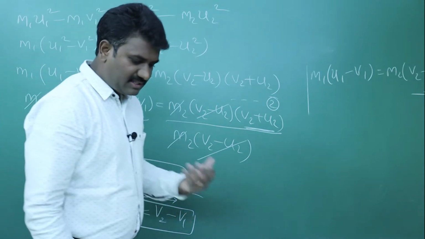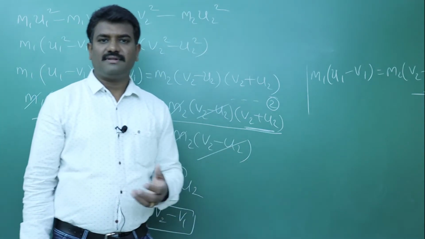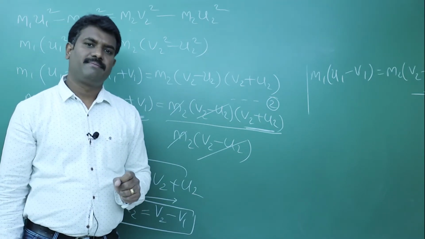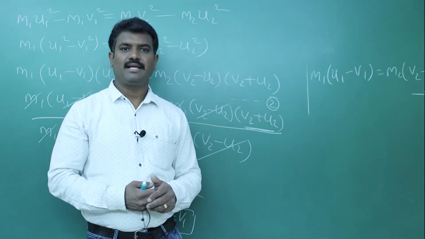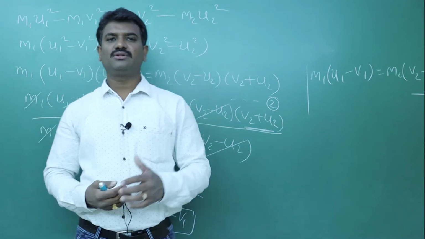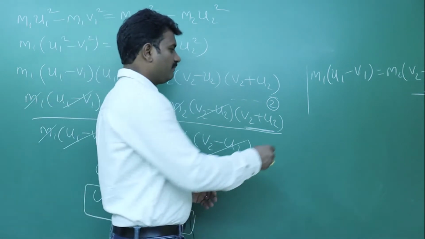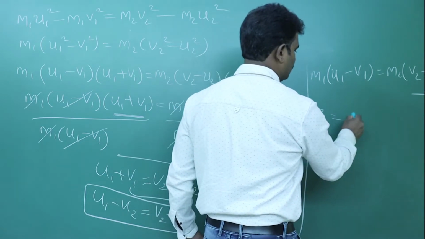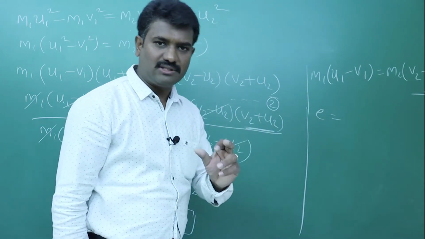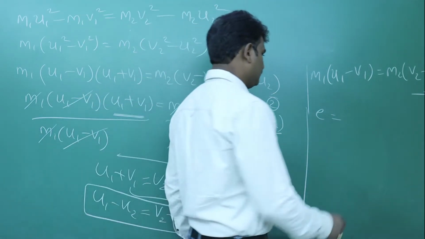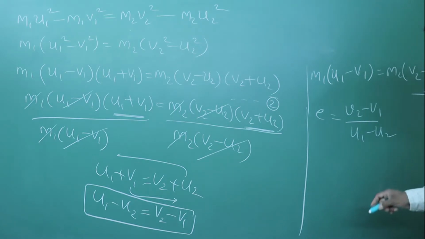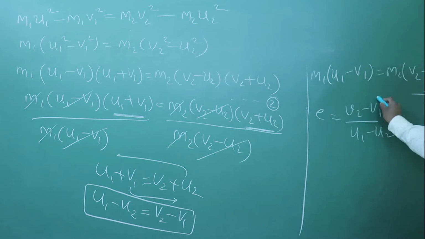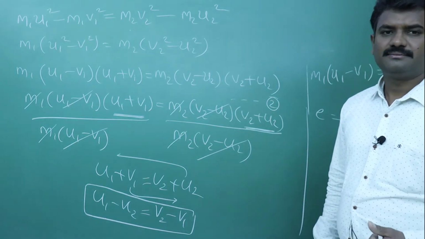In some exams they may ask you to prove that the coefficient of restitution is equal to 1 in case of elastic collision. If they ask like this, just do one more step, otherwise ignore that. So if they ask you to prove that E is equal to 1, what do we have to do? As per the definition, E is the ratio between the relative velocity of separation after collision to the relative velocity of approach before collision. So E is defined as v2 minus v1 by u1 minus u2. In this case both are equal. So as these are equal, E is equal to 1. It is proved for elastic collision.